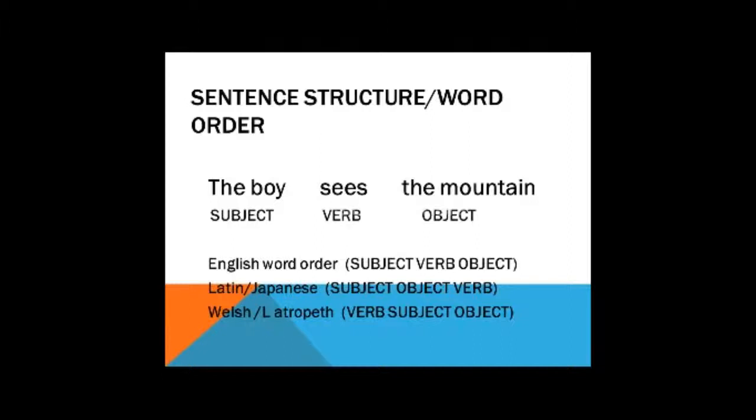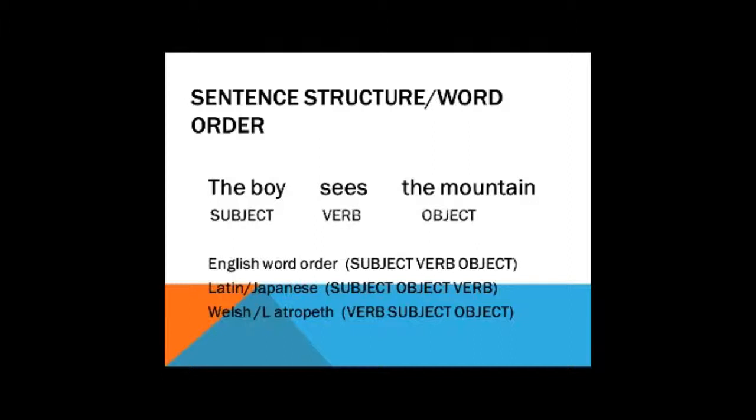See is the verb, of course. The object of the sentence, the mountain, this is who or what is receiving the action of the verb. So who or what is being seen. Linguistically speaking, this is not quite the right definition for these concepts, but it works very well for our purposes here. So the boy sees the mountain, subject the boy, verb see, object the mountain.